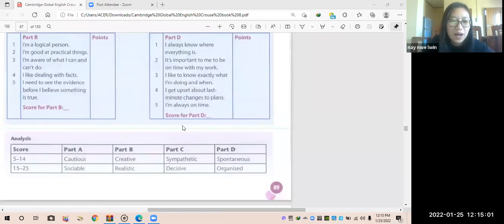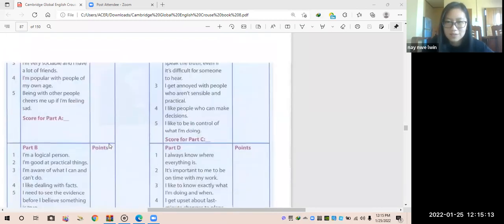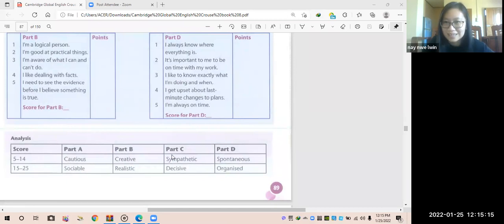Okay. So for part A, if you got between 5 and 14, you are a cautious person. If you got between 15 and 25, you are a sociable person. There is a marking scheme, right?